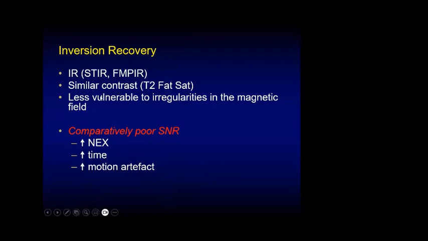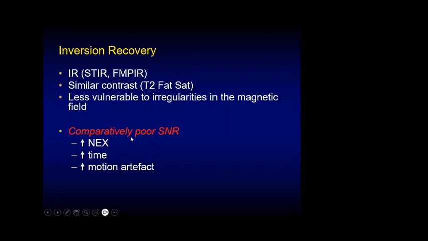The STIR sequence has a different physics for fat suppression. It does not use a frequency selection technique. It uses the inversion recovery method, and this inversion recovery method is not susceptible to the inhomogeneity of the magnetic field. That's the major advantage of the STIR sequence. So even if you had metal, even if you had a complex air-soft tissue interface, it will still work.